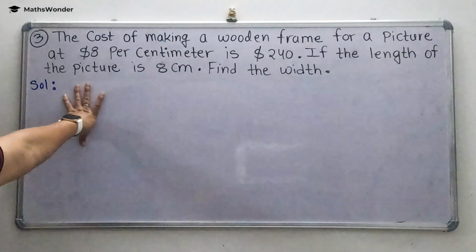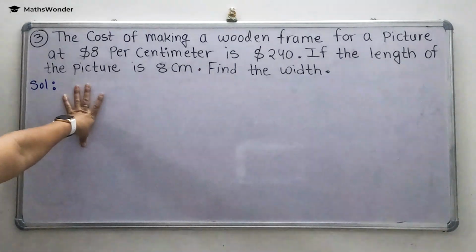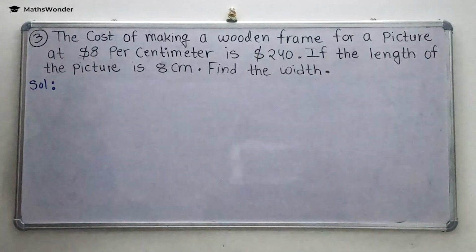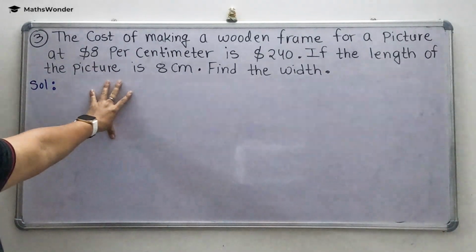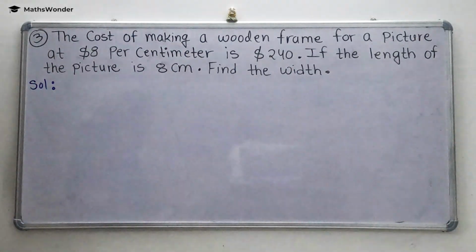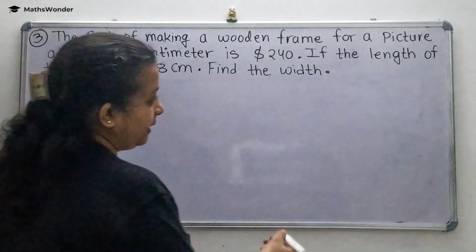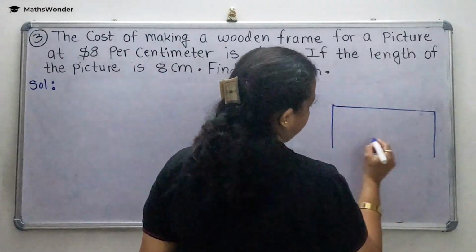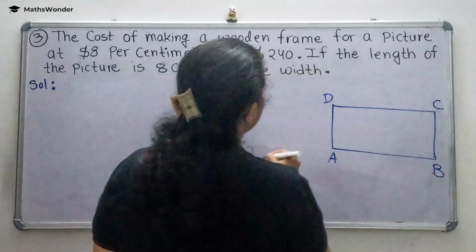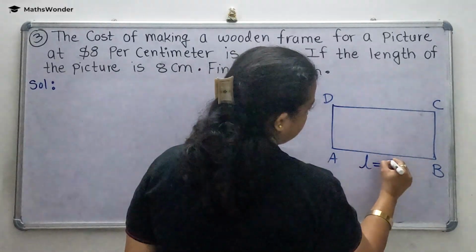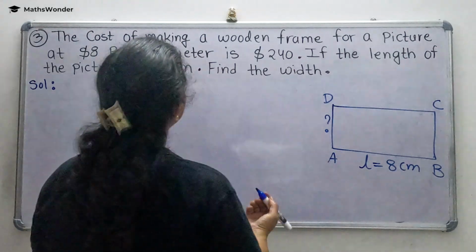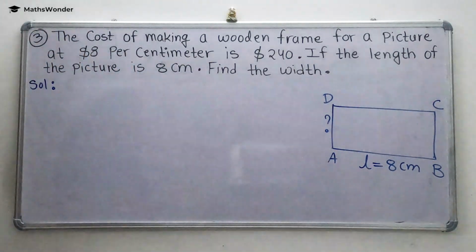So the third question is different. Okay, so what is the question? The cost of making a wooden frame for a picture at $8 per centimeter is $240. If the length of the picture is 8 centimeters, find the width. You have to find the width in this. Okay, so there is a rectangular picture frame. Length is given, which is 8 centimeters. Width we need to find here.